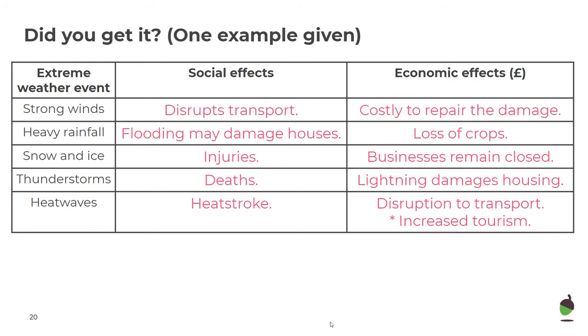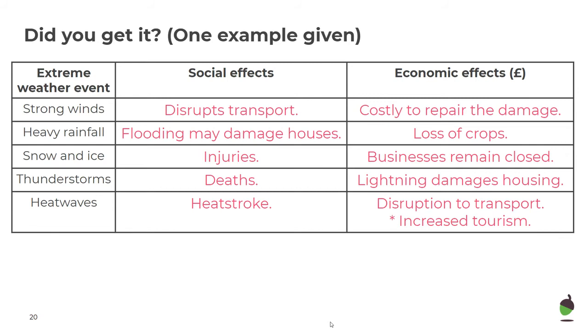Heat waves can also cause social effects. So, for example, making people feel quite unwell through something like heat stroke. Heat waves can also cause economic effects. So it might disrupt transport. So, for example, by melting roads or causing railways to buckle, and this might affect the delivery of goods from one place to another.